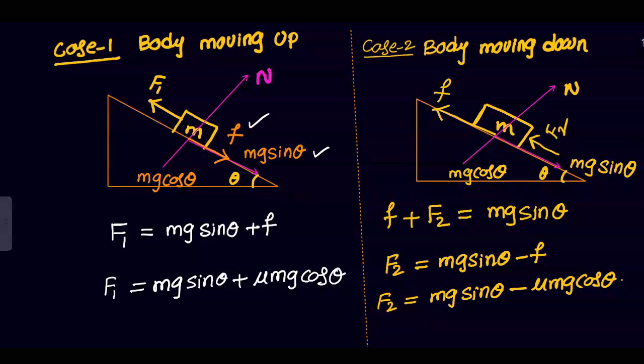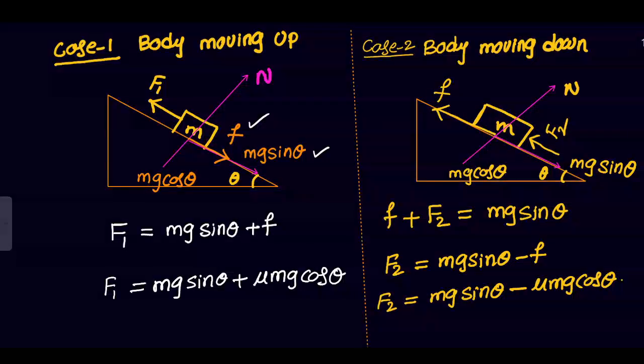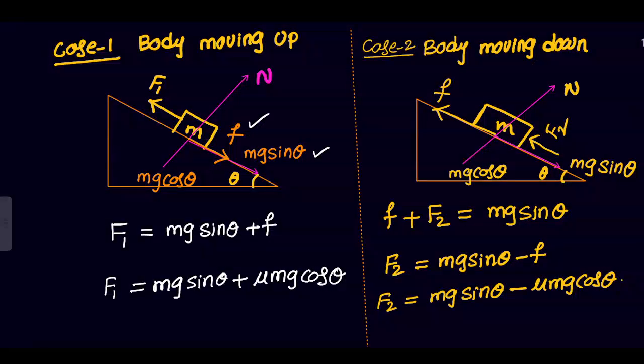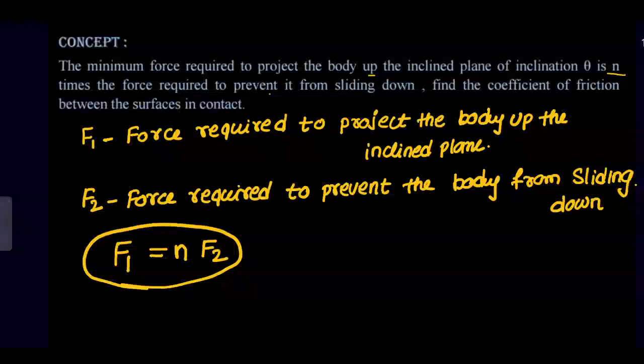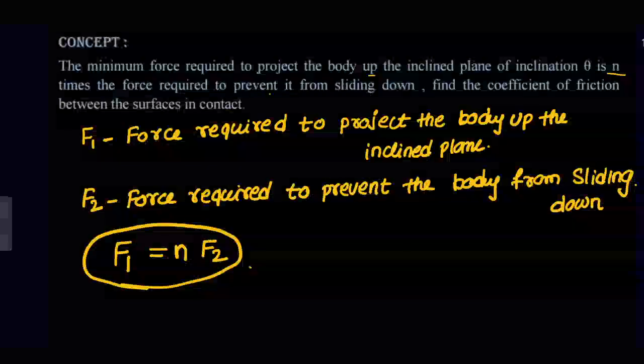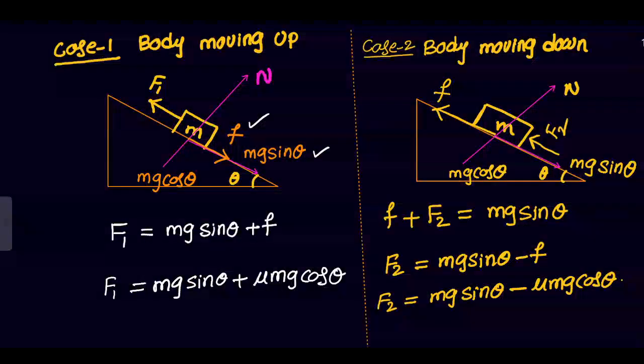Right. Now what are they saying here? See the problem, what they are talking about. This is the minimum force required to project the body up the inclined plane is n times the force required to prevent it. That means F1 is equal to n times F2, as given. We use this relation now. F1 is given as n times the F2.